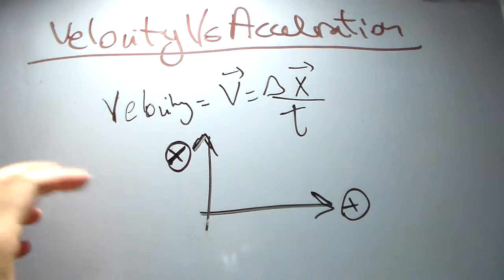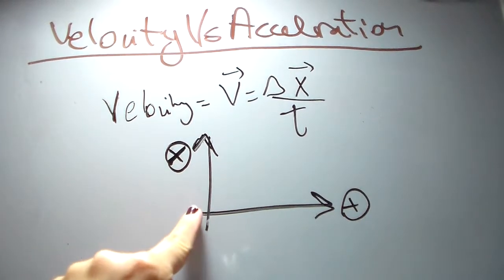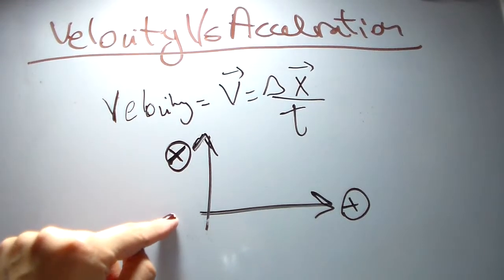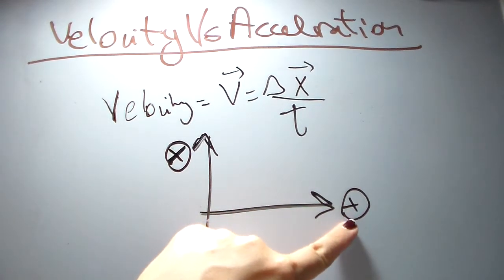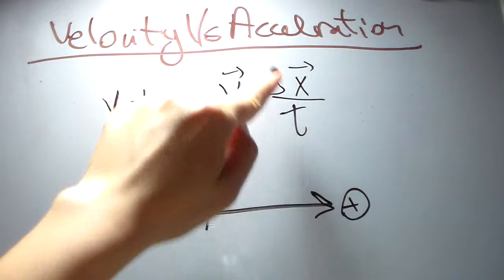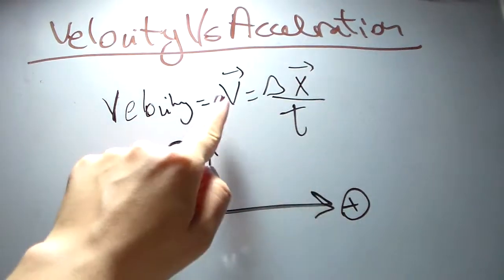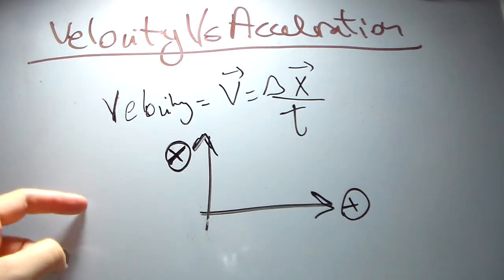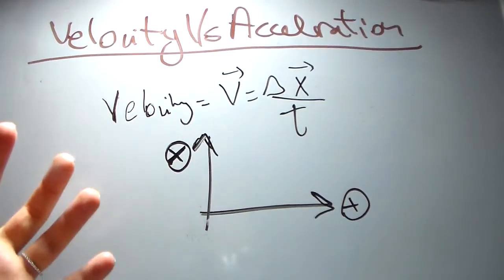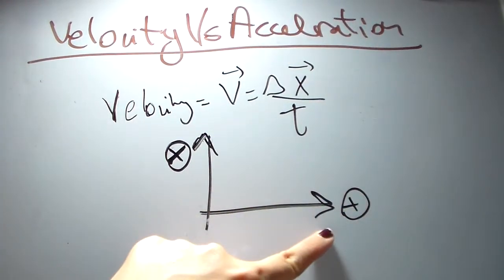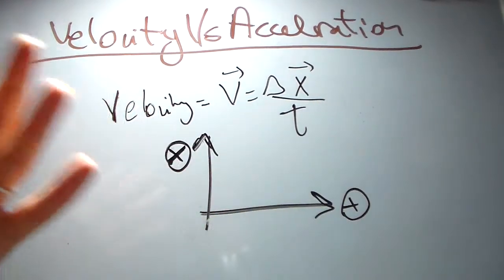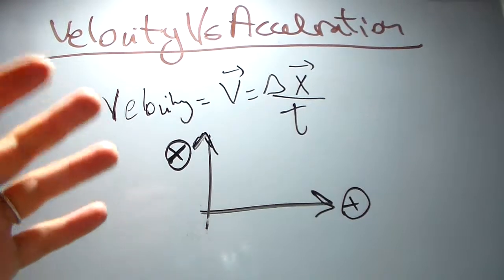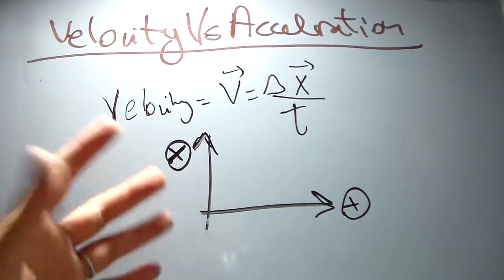All right, so basically velocity is change in displacement. So if you go from this position to this position and you go to the right, and we choose right to be positive, this becomes positive. Time is always positive, and velocity gives you a positive answer, and that means you're basically moving to the right. Again, since we chose the right to be positive, your answer is going to be positive.